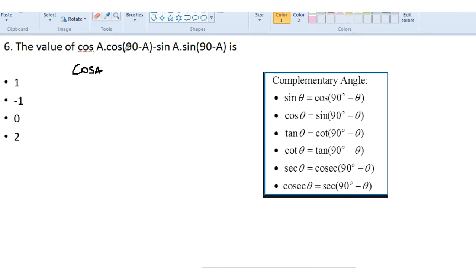For cos A, the complementary angle of cos is sine A minus sine A, and we know that complementary angle of sine A is cos A. This is a simple problem. So cos A sine A minus cos A sine A is 0. Similar quantity subtraction will be 0. The correct option is 0.